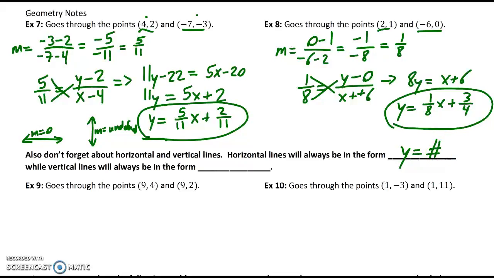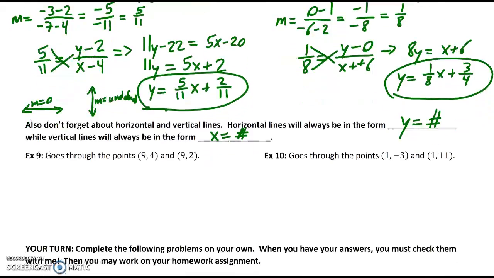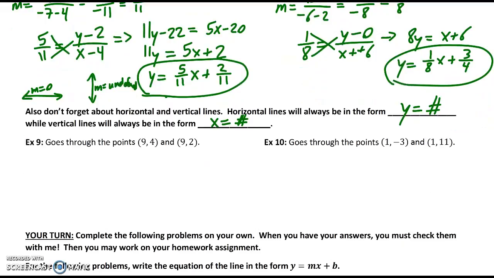That number can be anything. It's whatever the y-intercept is. While vertical lines are always in the form x equals a number, which is not really intuitive. We usually think the y-axis is vertical and the x-axis is horizontal, but when you're writing the equations of the lines, it's actually backwards, okay? And you'll see that come up in these examples.